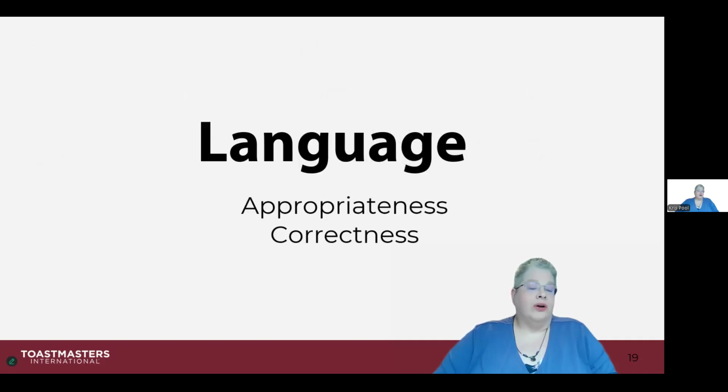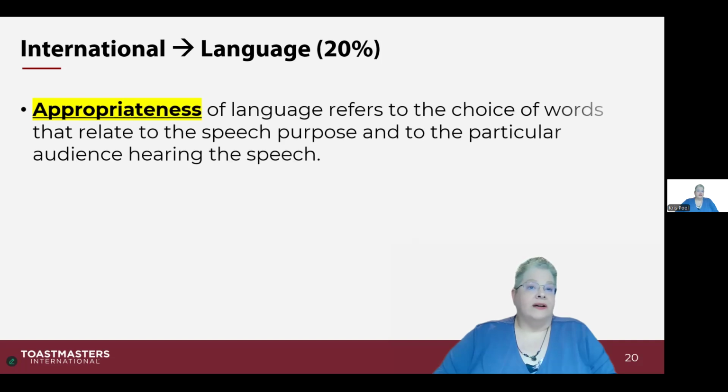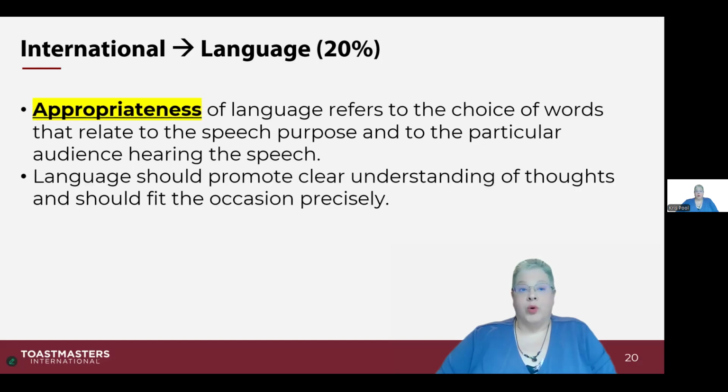The last part of this ballot is focused on language, appropriateness, and correctness. Appropriateness of language refers to the choice of words that relate to the speech purpose and to the particular audience hearing the speech. Language should promote clear understanding of thoughts, and it should fit the occasion precisely. You can score up to 10 points for appropriateness.